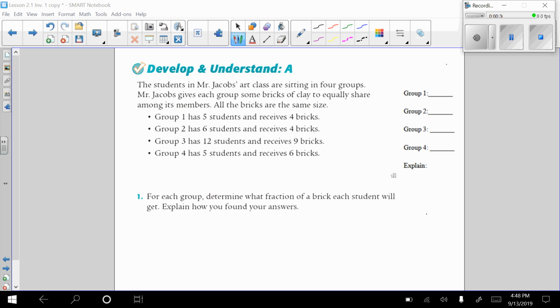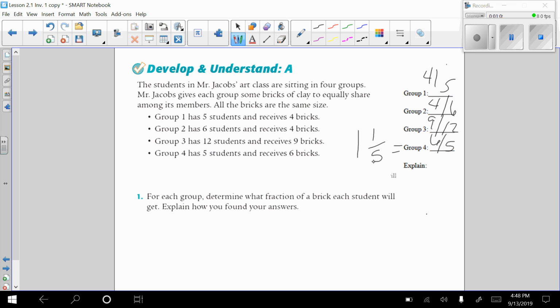Group 1 determined that each person in the group got 4/5 of a strip of paper. Group 2 determined that each person got 4/6 of a strip of paper. Group 3 determined that each person got 9/12 of a strip of paper. And Group 4 determined that each person got 6/5 of a strip. That meant that each person in that case got 1 1/5 of a strip of paper.